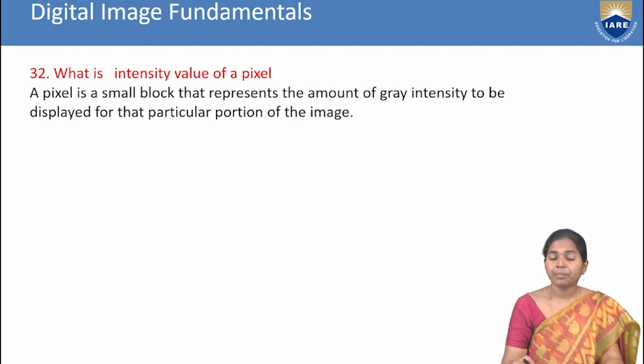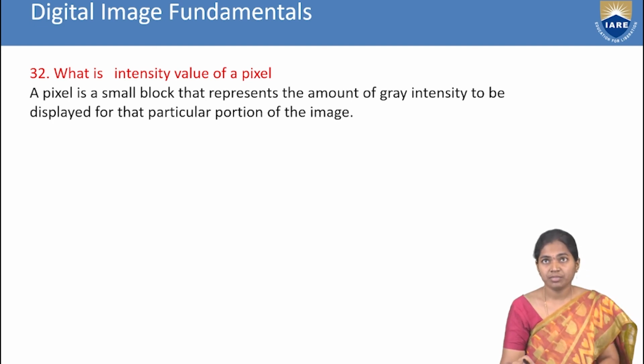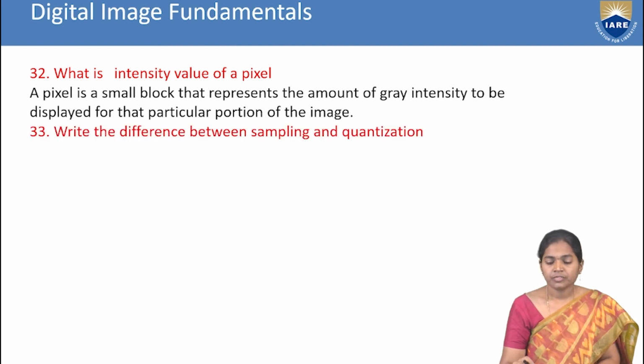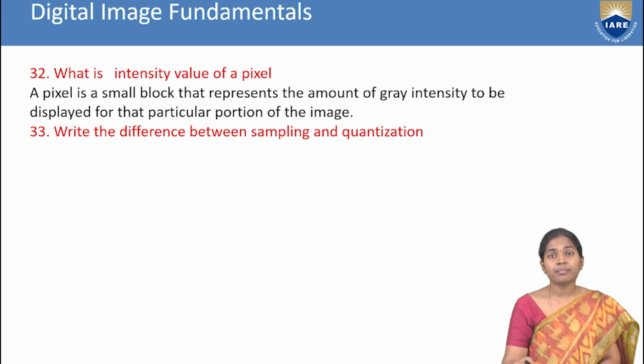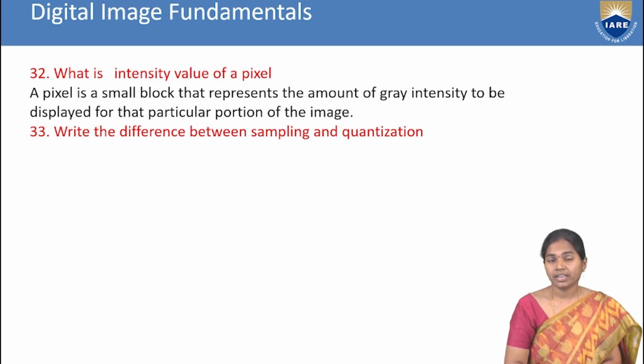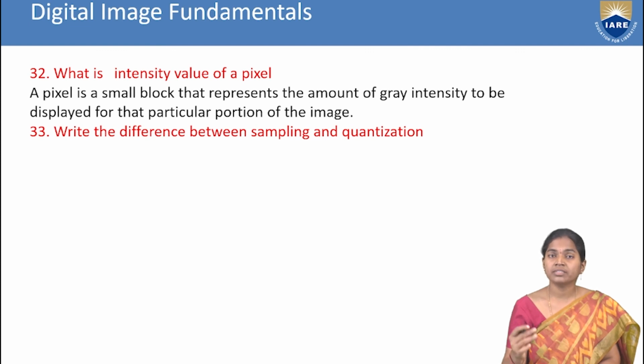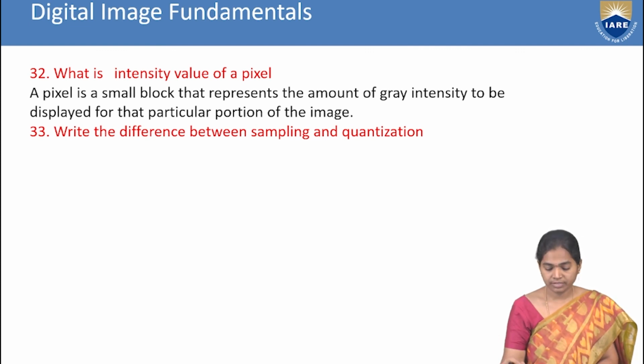So here a pixel is a small block that represents the amount of gray intensity to be displayed for the particular portion of the image. What is the difference between sampling and quantization? Sampling means it converts the continuous signal into discrete form. Quantization means it gives the fixed output voltages.